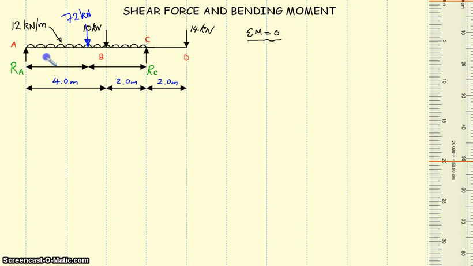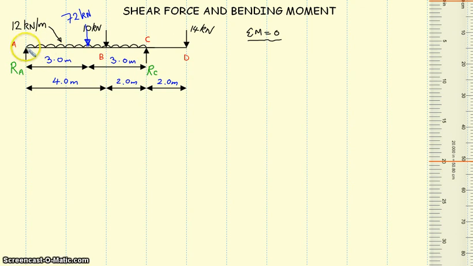This will be three meters. This will also be 3 meters. So we're now in a position where we can go back and start to actually calculate our reactions.